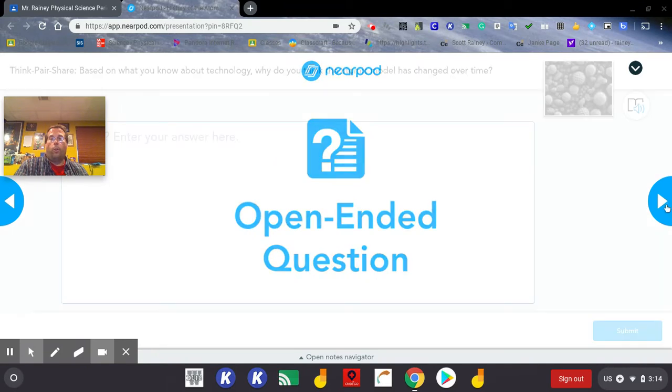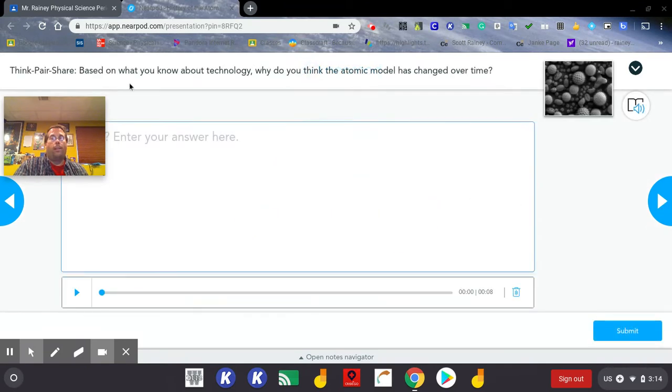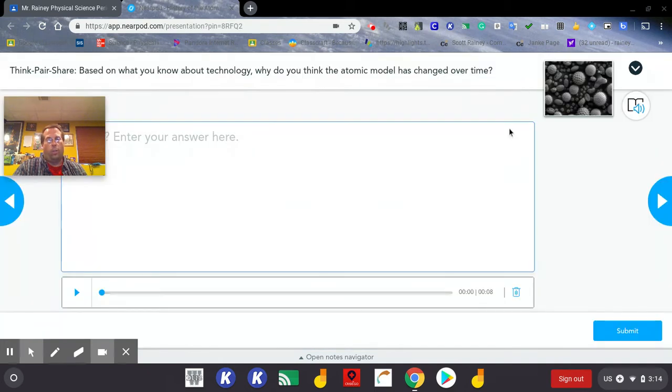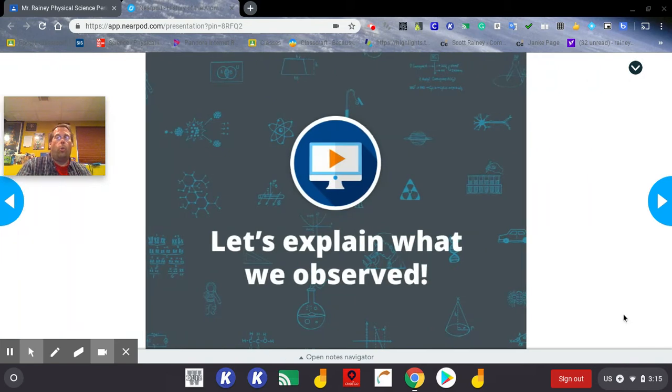It gives you another open-ended question. Based on our technology, why has the atomic model changed? So I showed you this picture about viruses. And again, 300 years ago, we couldn't see these things, let alone 2,000 years ago. So I gave the answer of, as our technology improves, we can see smaller and smaller objects, which helps our understanding of the atom. And there you go. Well said. Well, thank you, Mr. Ray. Again, when you're done recording or typing, submit.